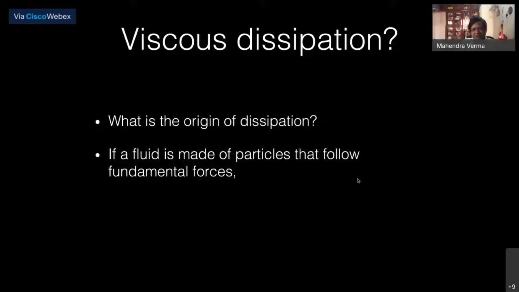So we have a lot of fluid particles. Now if you just look from the fluid particle perspective, the total kinetic energy is conserved, right? In the fluid, all these particles are going around.